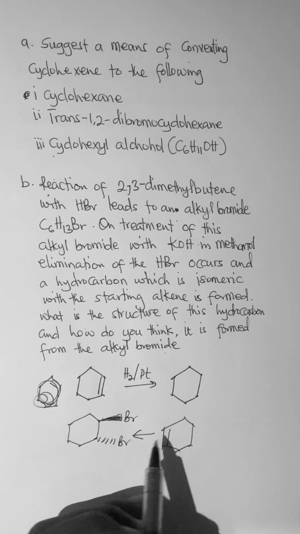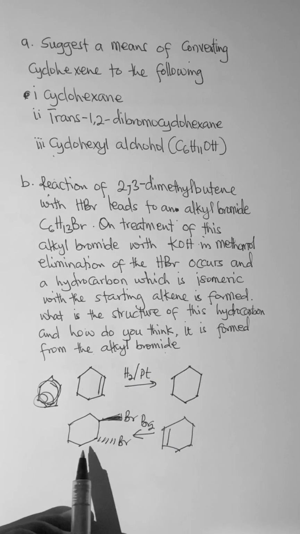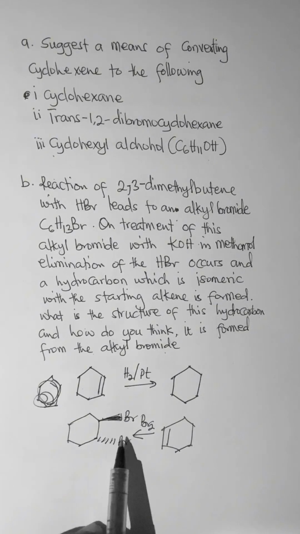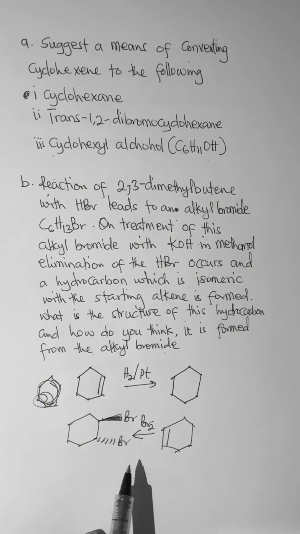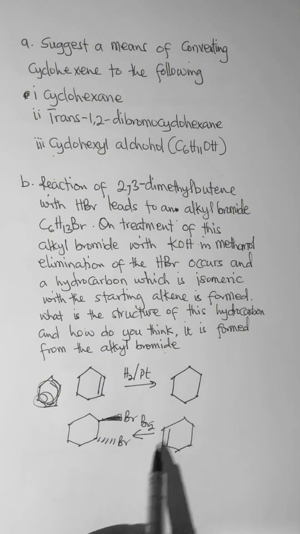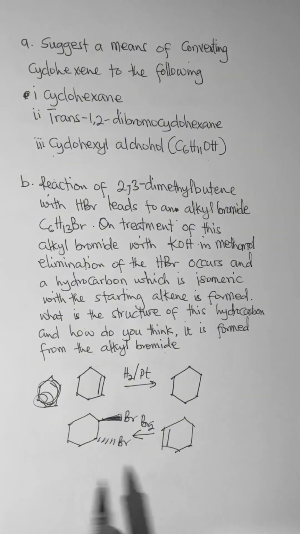So all we need to do is to put in the bromine gas, and then what it will do is that, if you look at the mechanism of this reaction, it goes through the cyclic bromonium ion, and that is what is going to cause it to form this trans-dibromocyclohexane.